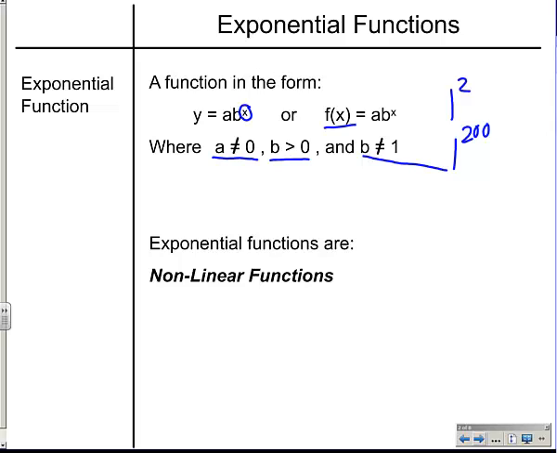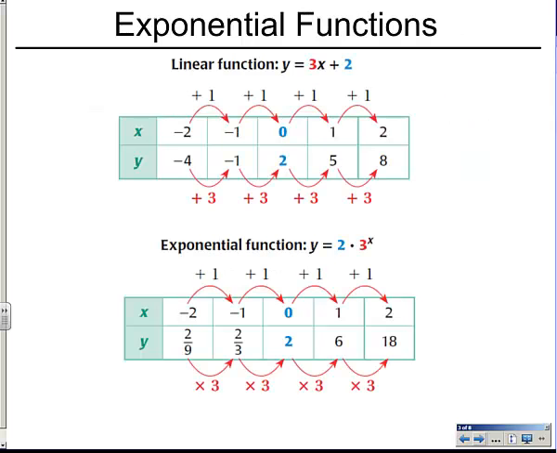Something about exponential functions is that they are not linear functions. They do not create straight lines. We're going to compare a linear function here to an exponential function. We have both functions written out here. You'll notice in a linear function, if we start with -1 and subtract -4, we get a +3. So each time we go up in the sequence, we're adding 3.